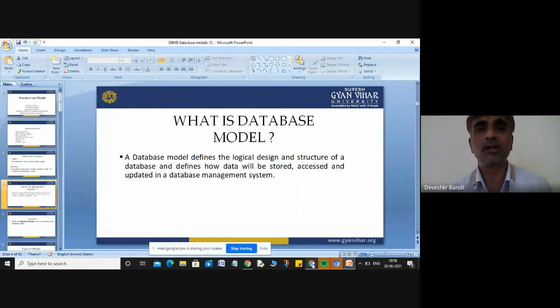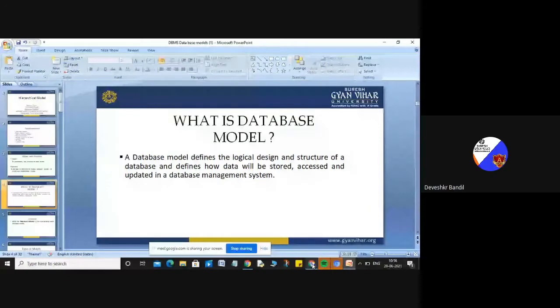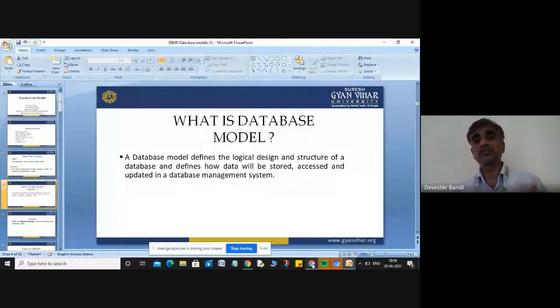Database model defines the logical design and structure of a database. Means through this model, you can define the logical design of your database and also define the structure of a database. And also you will define how data will be stored, how you will access the data, and how you will update the data in your database management system.